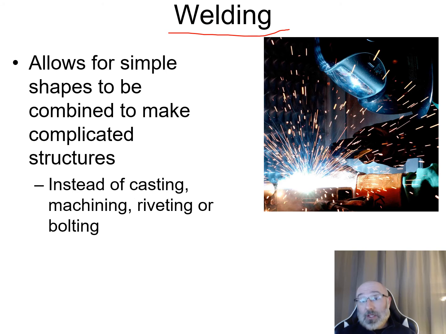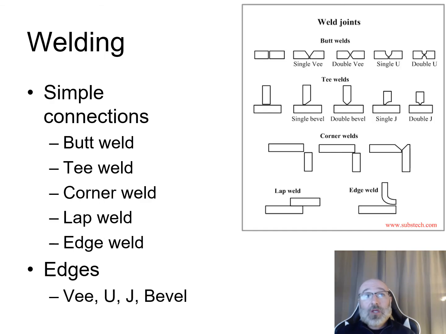Now the benefit of welding is this allows for simple shapes to be combined to make more complicated structures, and this eliminates the need for us to use casting, machining, or riveting that we just talked about, or even bolting. So within welding, we're going to take a look at some simple connections right here. So we have a couple different types of welds. We have a butt weld, a T-weld, corner weld, lap weld, and an edge weld.